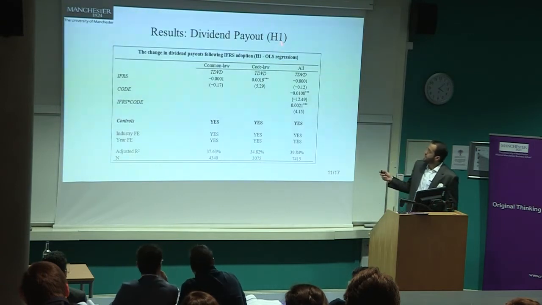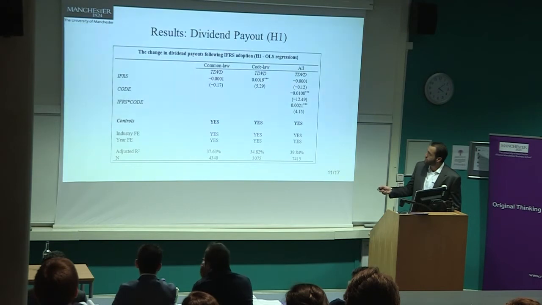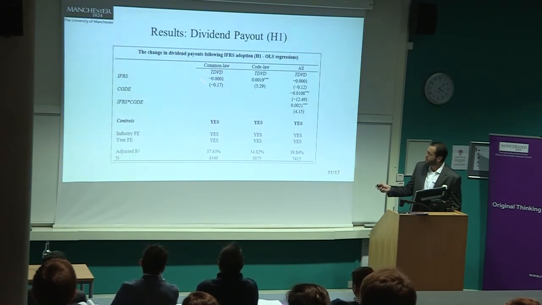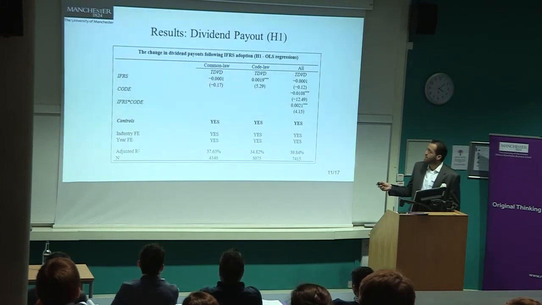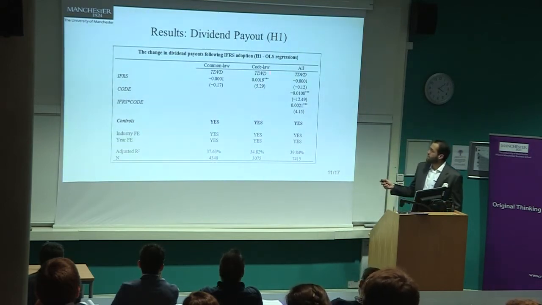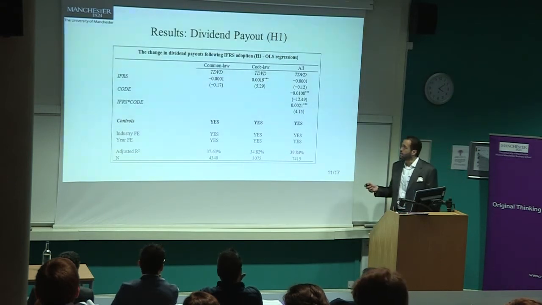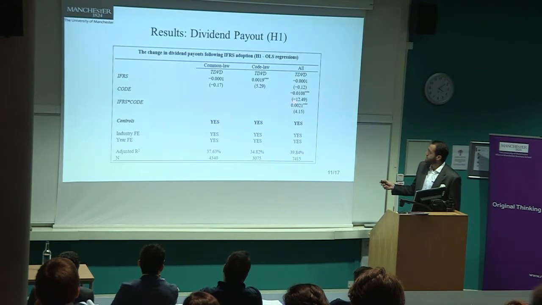So the main regression, hypothesis 1, is an OLS regression, where we have the common law group, the code law group, and all the firms. For the common law group, we see that the effect of IFRS on the level of dividends is insignificant. This confirms that our control group witnessed no effect from IFRS adoption. For the code law group, which are the French firms, you can see that there is economic and statistical significance for the IFRS dummy, and this results in a significant difference-in-differences effect for IFRS in our regressions.